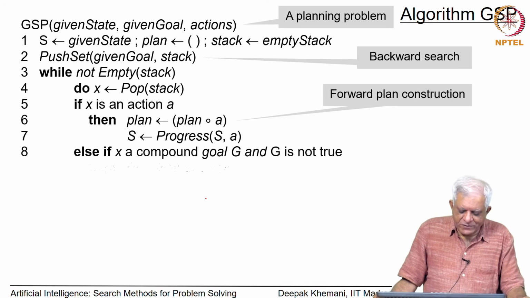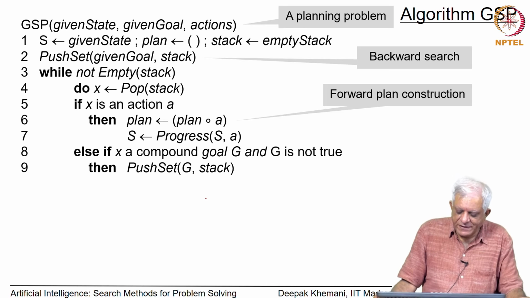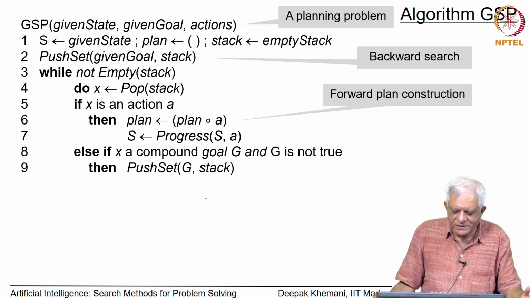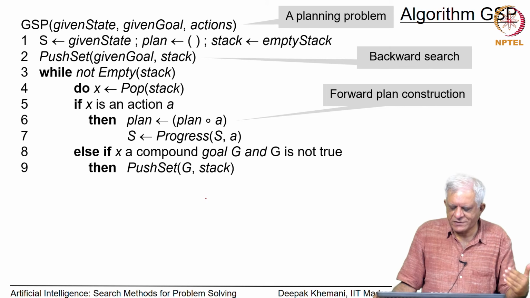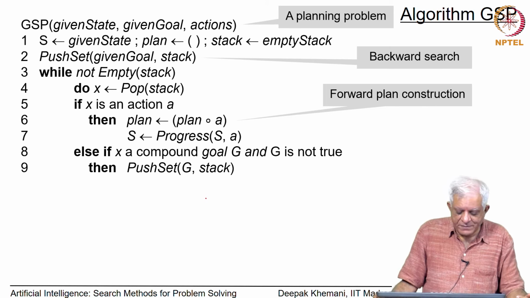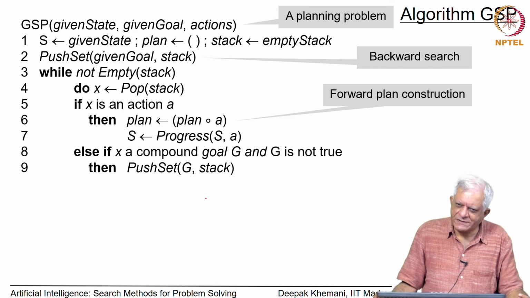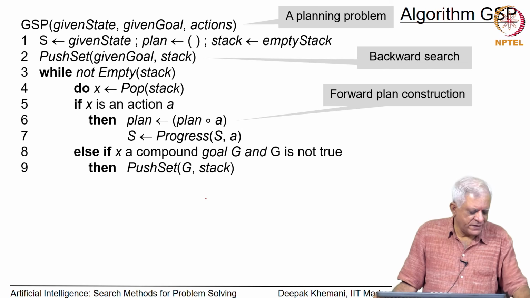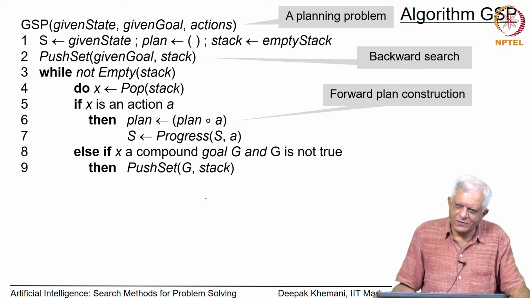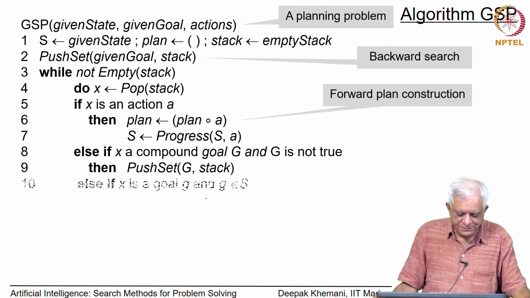So, if it is not an action, it could be a compound goal G. If the compound goal is true, then you do not have to do anything, because it simply states that it is there in the current state, and nothing else needs to be done. But if it is not true, even if one of the individual goals in that is not true, we push the entire compound goal onto the stack using push set. Remember, it will put first the compound goal onto the stack and then the individual goals.